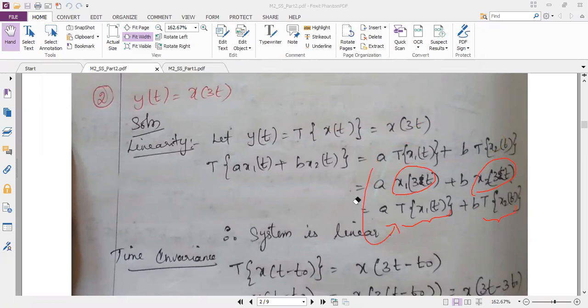If your given question is not in terms of e power or complicated terms like this, then most likely the given question will be linear. It is not in terms of power. So next is time invariance.